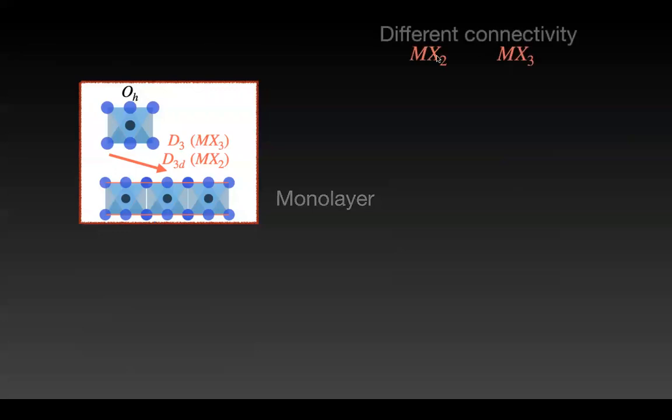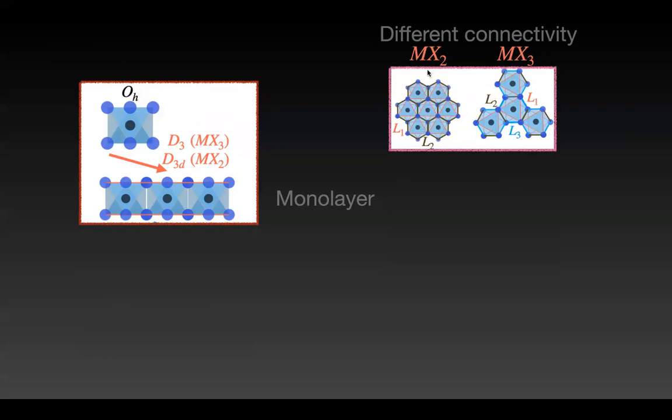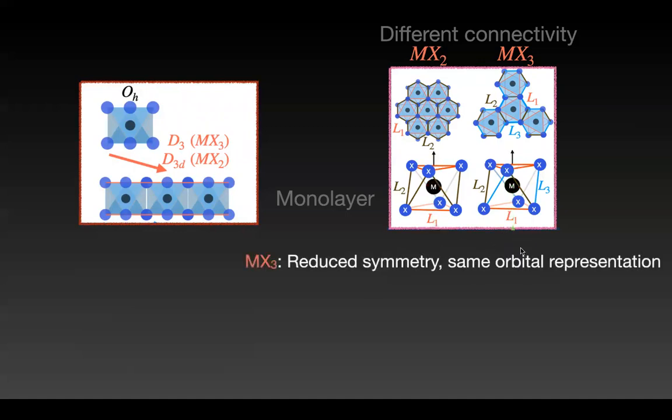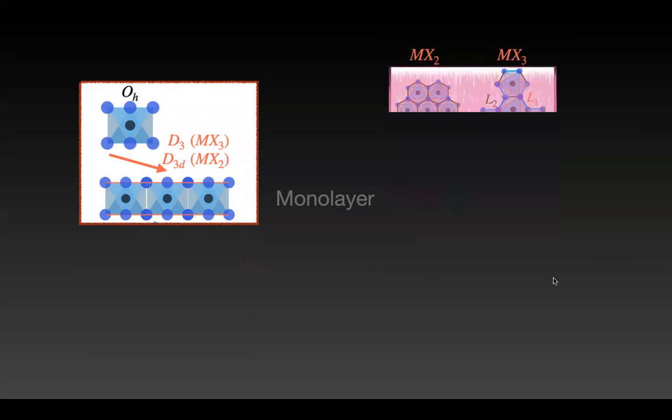What I mean by that is if you look at the dihalides and trihalides here, the dihalides have a triangular lattice for the transition metal sites. The trihalides have a hexagonal one. And the octahedra are a little bit different as well. On one side, you have these L1 bonds parallel to the plane. And then you have the L2 for the dihalides and the trihalides that connect the octahedra and are not parallel to the plane, and these L3s, which do not connect octahedra. But regardless, you have threefold symmetry in both cases that is maintained. So you still end up having the same orbital representation in both cases.